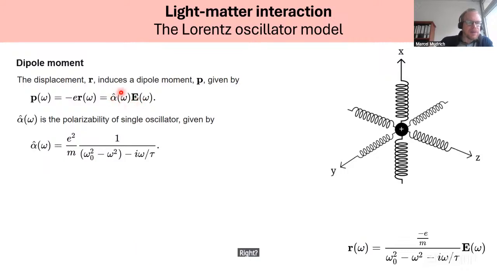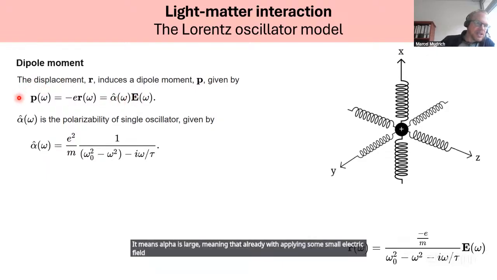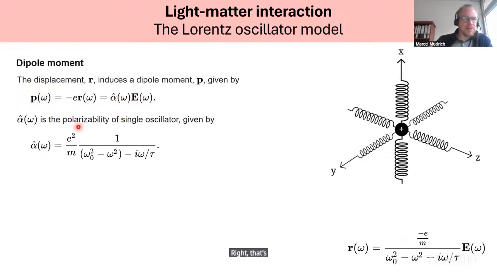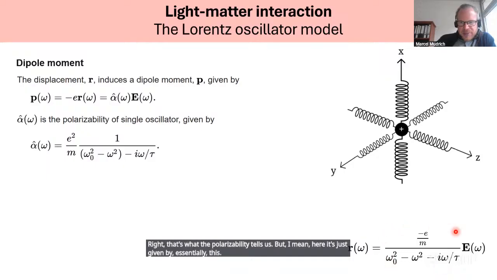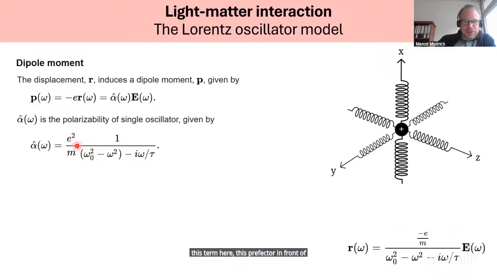So if the particle is highly polarizable, it means alpha is large, meaning that applying even a small electric field will give us a large dipole moment, right? That's what the polarizability tells us. But here it's just given essentially by this prefactor in front of the electric field with an additional elementary charge e.